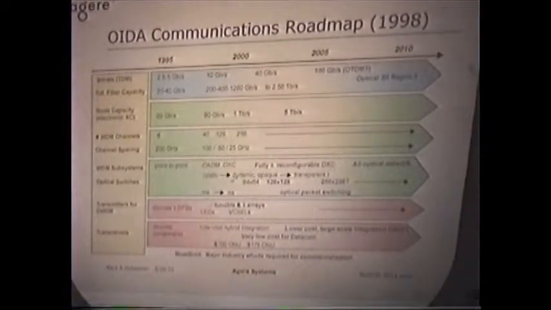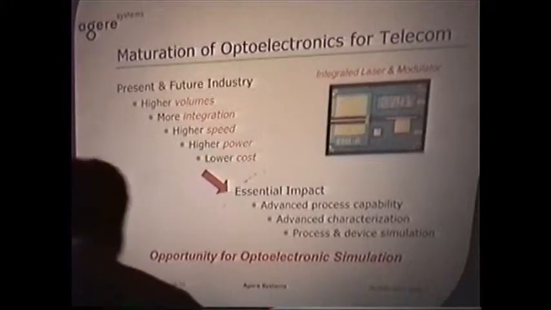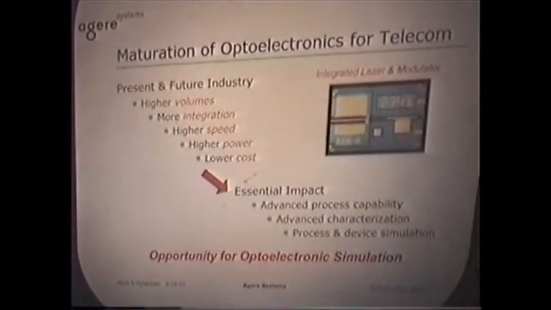I don't want you to strain your eyeballs on this either. The point is that there are a few themes under there that are easy to extract, and that's what I think we need to focus on for today: the drive to higher volumes in manufacturing, the necessity of more integrated products, the necessity for the components to operate at higher speed, the necessity for higher optical output power from the components, and everything driving very aggressive cost curves.